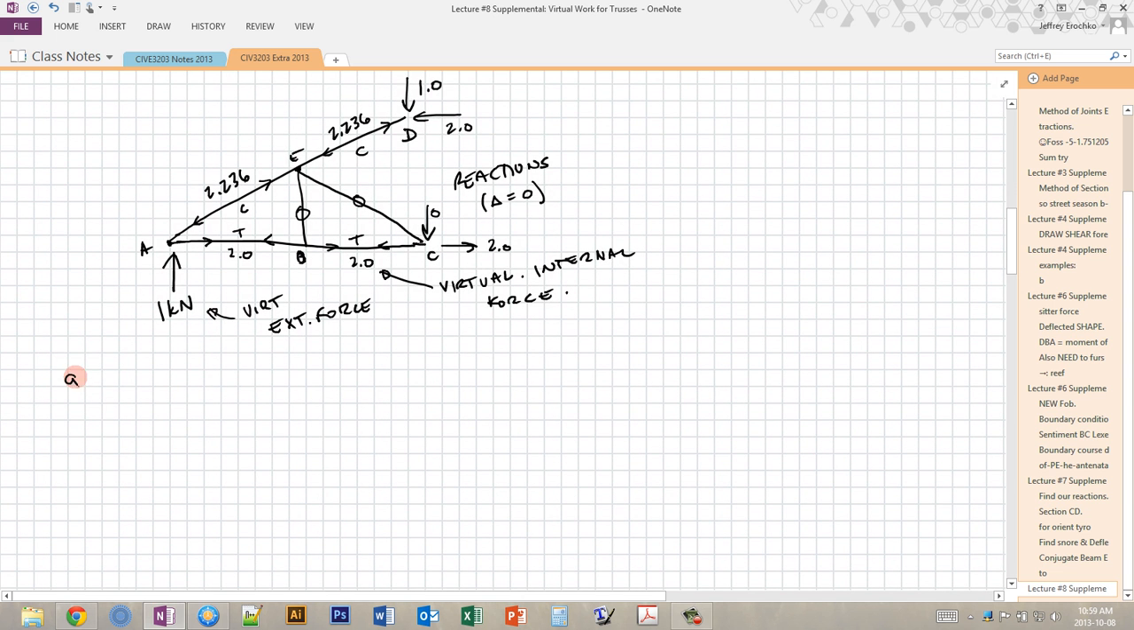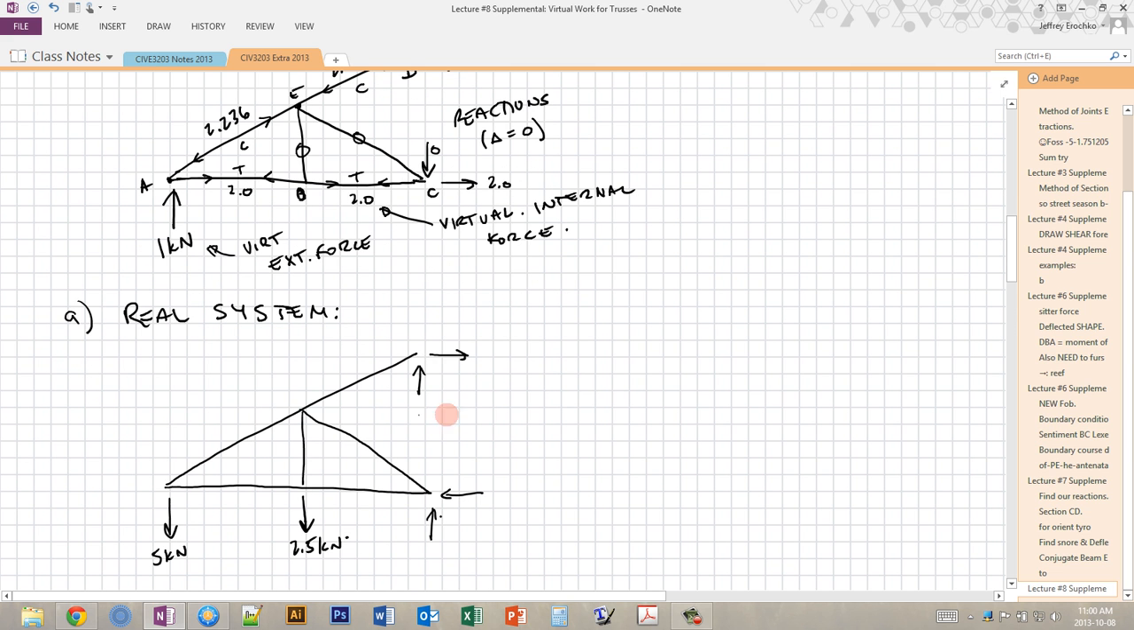So if we go ahead and solve the first case, which is our real system with the applied loads, that system is going to look like this. So again, we have the external loads that we're applying. These are the reactions, which are unknown at the moment. And we're trying to find this real external deformation, delta A.